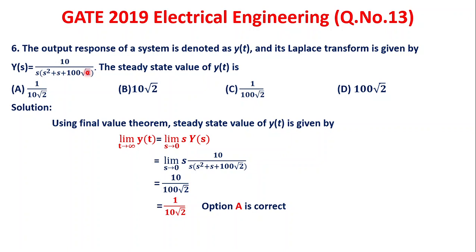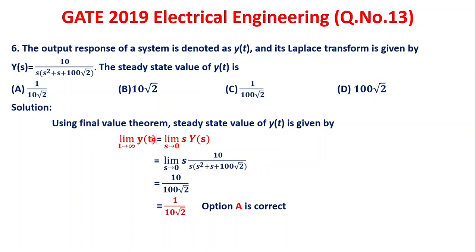Just because they have asked Y of s, don't think that you have to take the inverse Laplace transformation and find out y of t. You should see in which method, which simple method, this problem can be solved. Always the strategy to score good marks is to choose the simplest method to solve the question. So here steady state value means immediately what should strike your mind is the final value theorem. If you know how to apply the final value theorem, it's very easy.